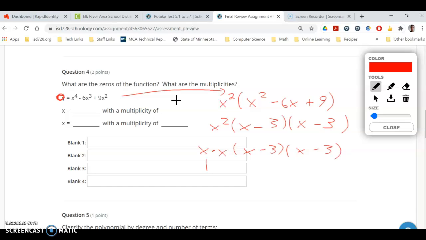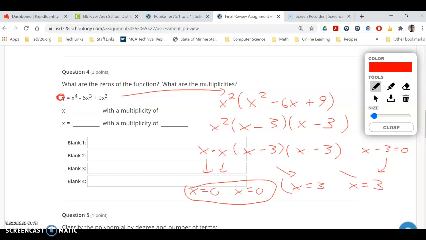Okay, and so now each one of these generates an answer. So for each x, that generates an answer of 0. And then these x minus 3's generate answers of 3. If you set them to 0, right, x minus 3 equals 0, you solve that, you'll get 3. Okay, so what happens is you have 4 answers, but they're repeated. So the way we say this is x equals 0 has a multiplicity of 2 because it occurs twice. Similarly, our answer of x equals 3 has a multiplicity of 2 because it occurs twice.